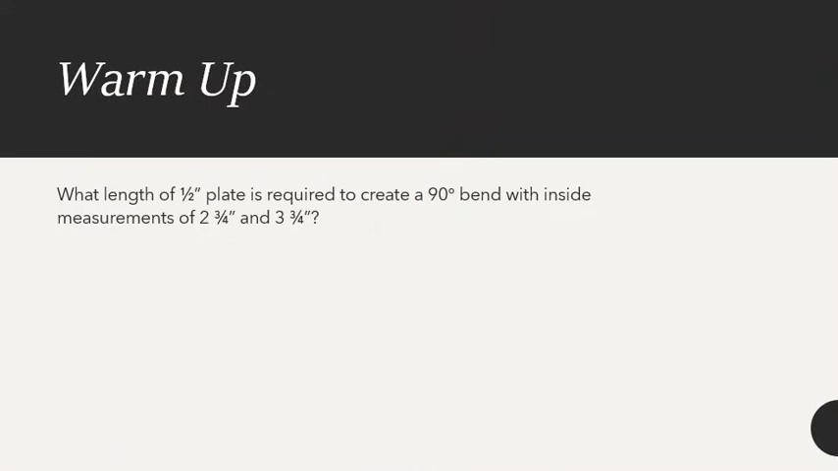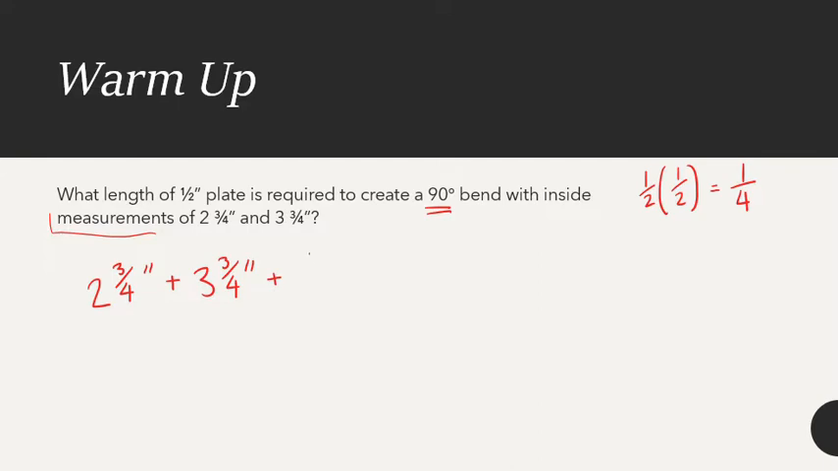So here we go. Our plate is 1/2, so we know that 1/2 of 1/2 is going to be 1/4. So we're going to be adding or subtracting 1/4. That's going to be our correction. We're making a 90-degree bend, and we have inside measurements. So we're going to take 2 3/4, all the measurements we have, plus 3 3/4. And then because these are inside measurements where the metal is going to be shorter, we're going to do that correction, which is adding a 1/4 inch.